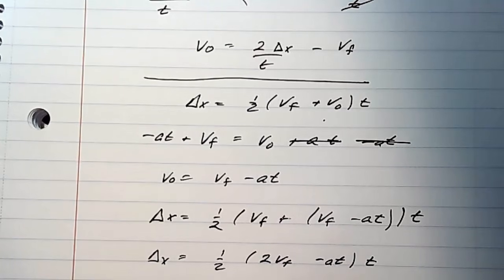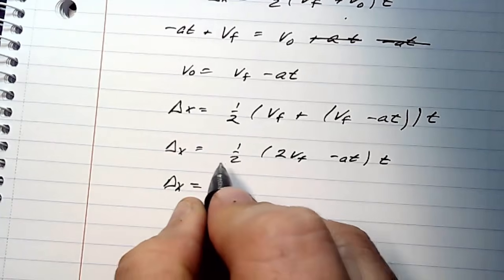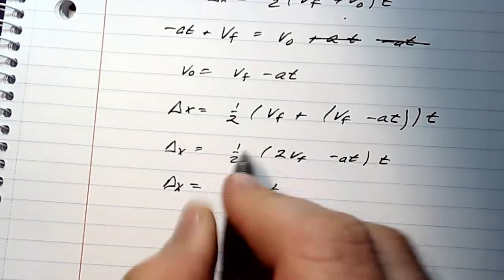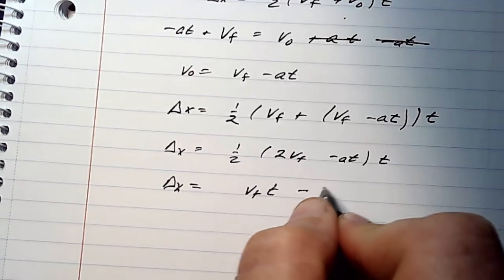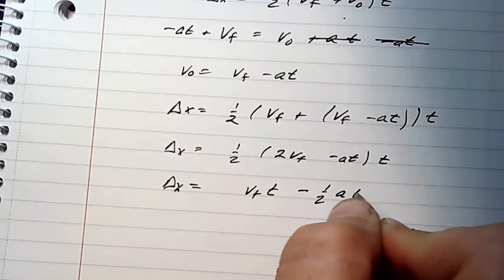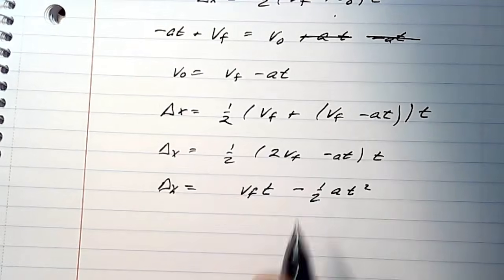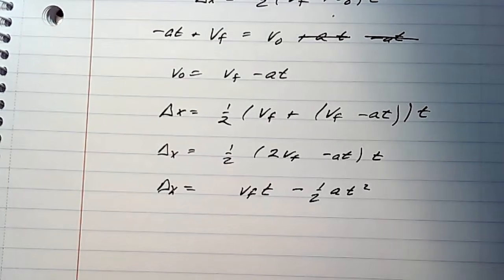And that is going to be, all right, I notice I'm running out of space here. So delta X is going to be 1/2 times 2 is V final T. I'm going to have 1/2 AT and T. So minus 1/2 AT squared. And so I could come up with one of the equations if I didn't know it. All right, if I wanted to do this, I could do that. I don't recommend this.